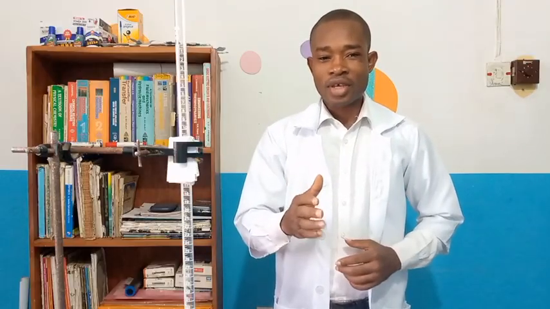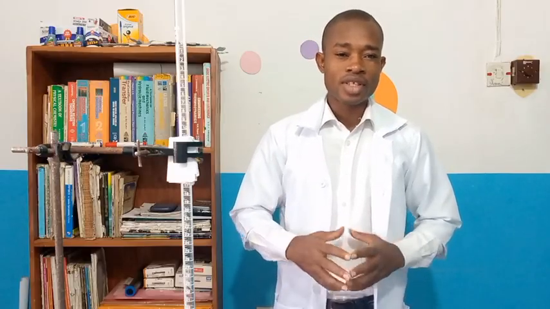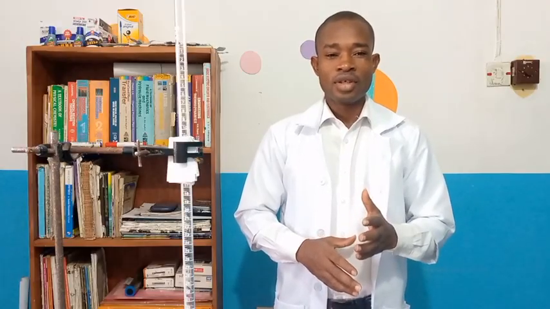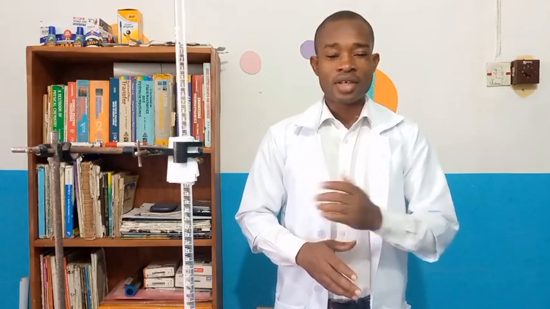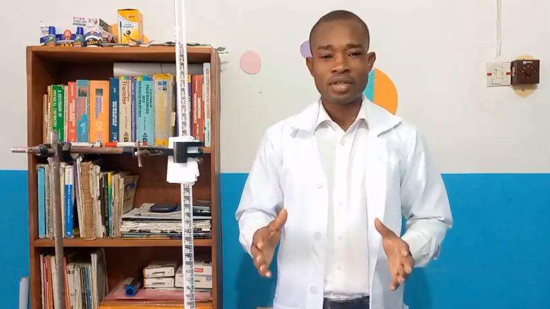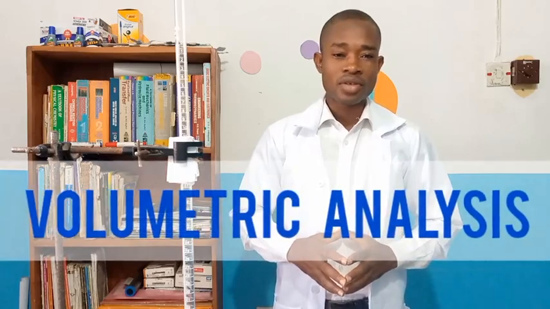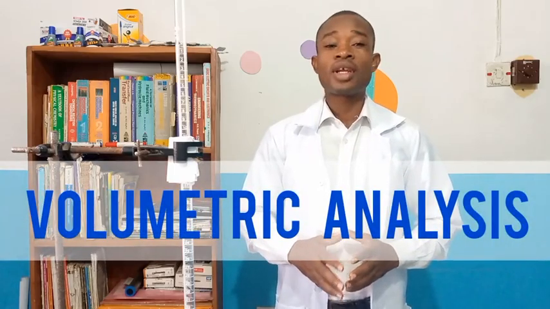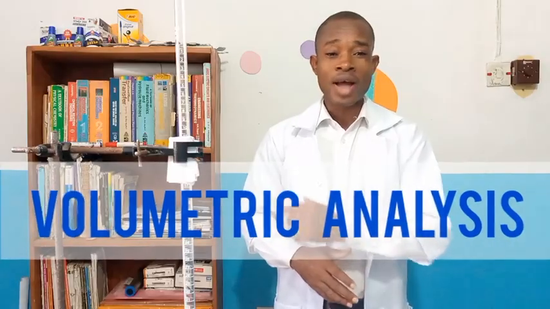In my previous video lesson, I taught you how you can carry out analysis on salts in order to determine the cation and/or anion present in that given salt sample. In this video lesson, I am going to direct my attention to another part of chemistry practical, volumetric analysis. Volumetric analysis is also referred to as titration.